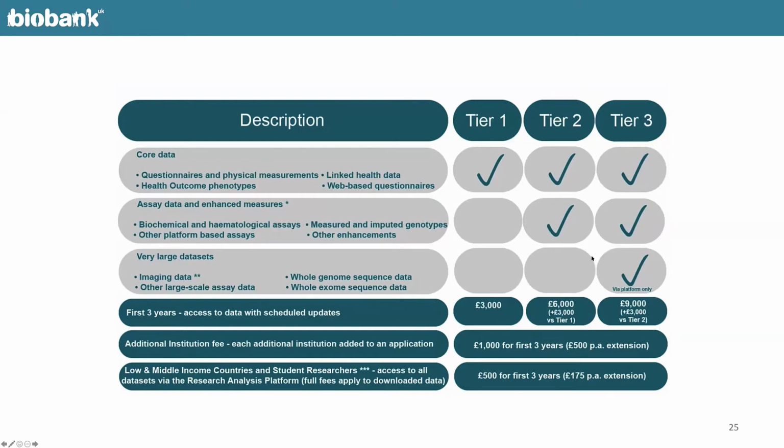With regards to costings, for 3 years worth of access, you will be charged £3,000, £6,000 or £9,000 respectively, depending on which tier you have applied for. And if you have any additional institutes listed on your application, they will be charged £1,000 each for 3 years of access in addition to the fees for each tier. However, if you are a researcher from a lower middle income country or a student researcher, you are given a reduced fee of £500 for the first 3 years of the project. And we've also made available that all data sets are able to be accessed on the RAP for researchers from low middle income countries or our student researchers.